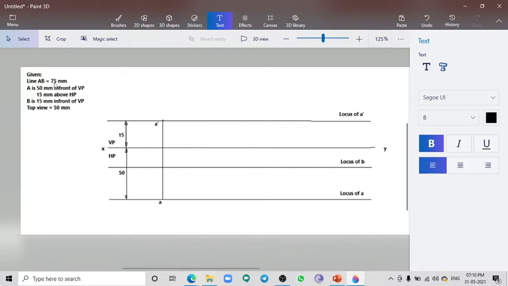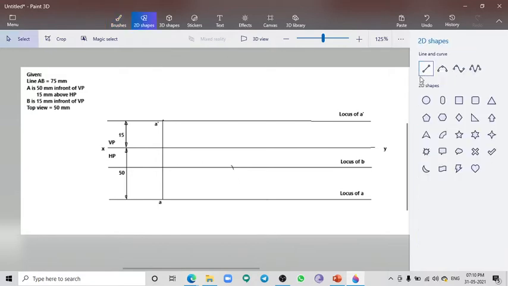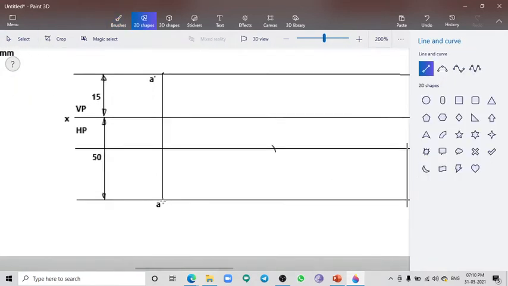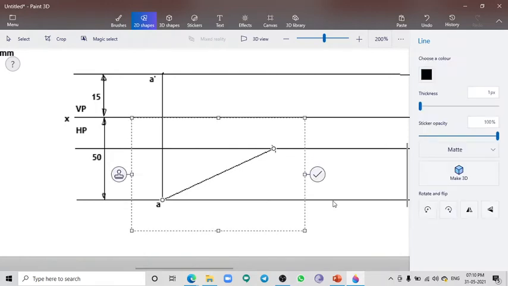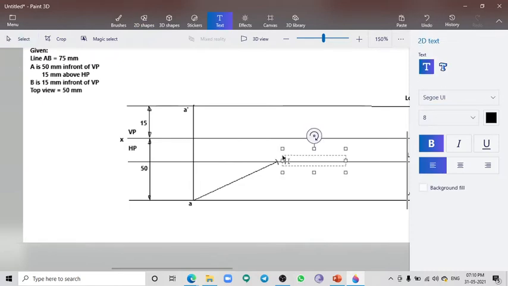Okay? So measure 75 mm in the compass and with A as center and 75 mm as radius, cut an arc on the locus of B. So this is your true line in your HP. If we join these two points, this will be our true line. This point is to be named as point B.